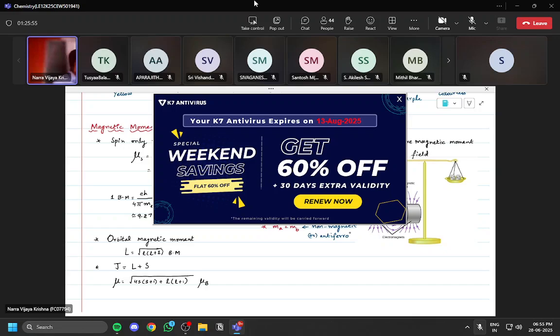If MA is far less than MB, then it is ferromagnetic, because in a ferromagnetic substance they will attract very strongly. If they attract very strongly, what happens to the mass? I need to keep more mass to weigh it, to balance it. Understood? This is about magnetic moments.